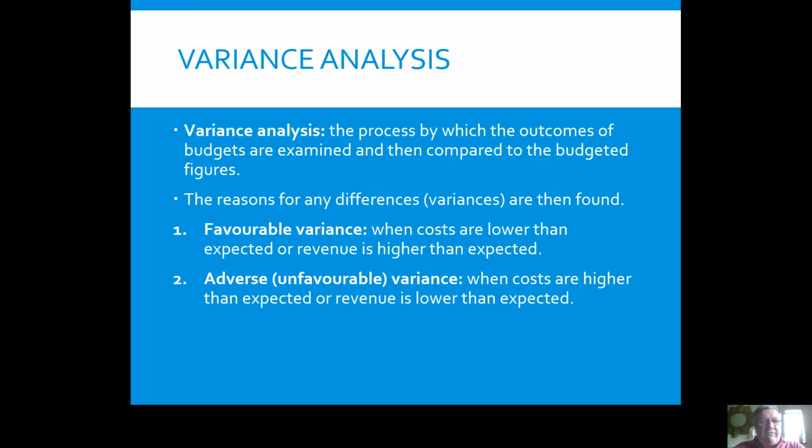So a favourable variance is if your costs are lower or your income's higher than you thought. Unfavourable is the exact opposite, and we call it adverse, which is just another word for unfavourable. It's when your costs are too high or your income's too low.